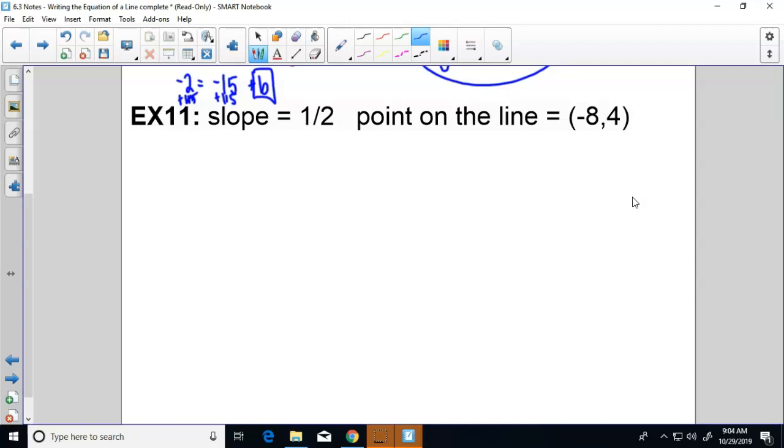Okay. So let's look at the next one. We've got a slope of 1/2. The point on the line is -8, 4. So we know y equals 1/2 x plus b. We don't know what that b is yet, but that's what we want to find.